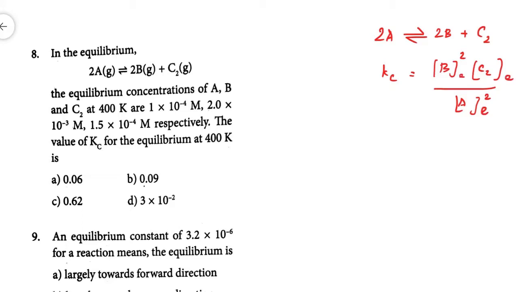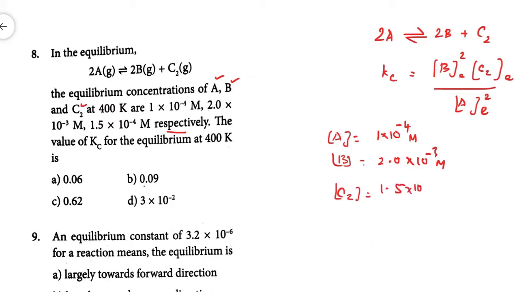Equilibrium concentrations are given in the question. The equilibrium concentrations of A, B, C are as follows. The concentration of A is equal to 1 into 10 to the power of minus 4 M. The concentration of B is equal to 2.0 into 10 to the power of minus 3 M. The concentration of C2 is equal to 1.5 into 10 to the power of minus 4 M.